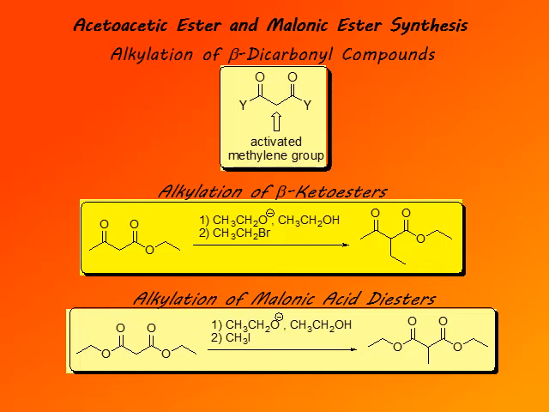So this was a beta-ketoester. Malonic acid diesters are beta-diesters. So this is diethyl malonate, and they are also easily deprotonated. The methylene carbon is easily deprotonated. So again, we use ethoxide in ethanol to give the corresponding enolate anion, and then reaction with iodomethane introduces a methyl group on the middle carbon, on the methylene carbon.